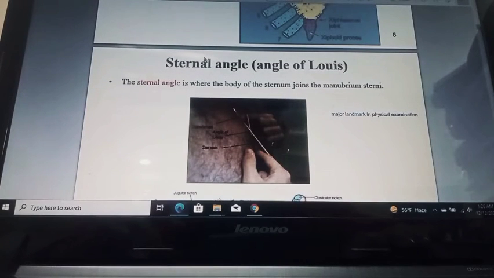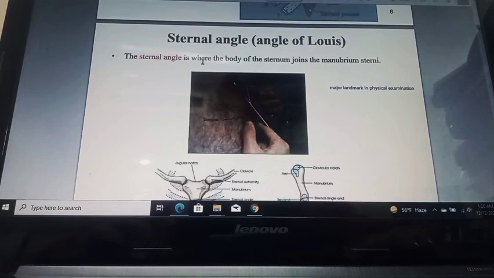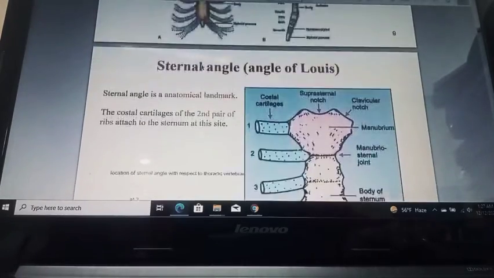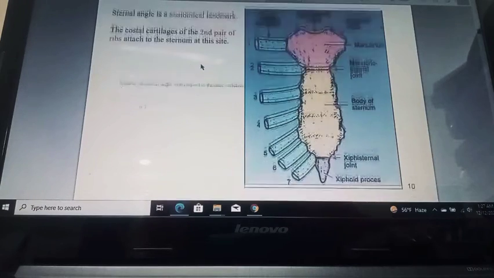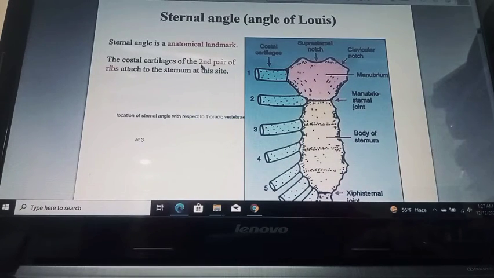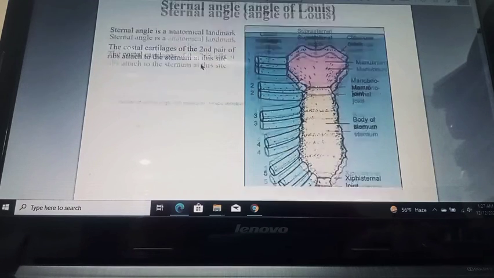Another important point that you must remember about the sternal angle is that it's a major landmark for the physical examination. So they can ask you which structure of the sternum is a major landmark in the physical examination. You will answer that it's the sternal angle or angle of Louis. We'll go into some details about it. As I told you before, the sternal angle is an anatomical landmark. The costal cartilage of the second pair of ribs attaches to the sternum here.